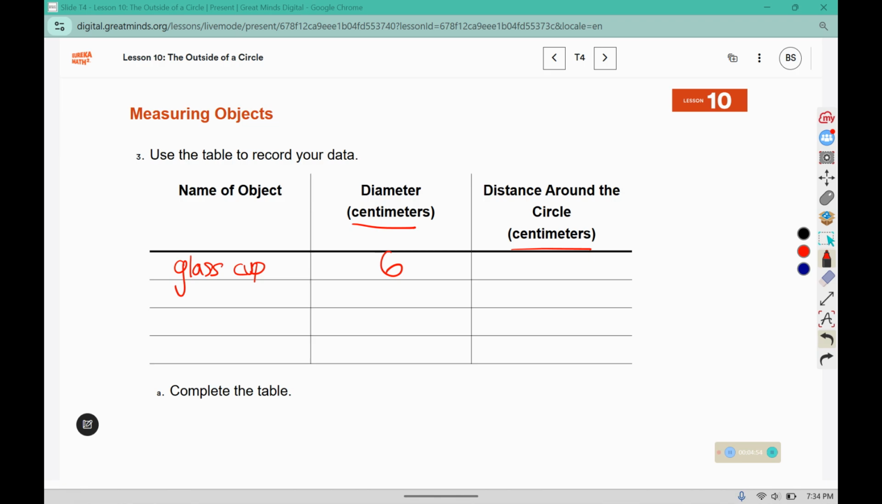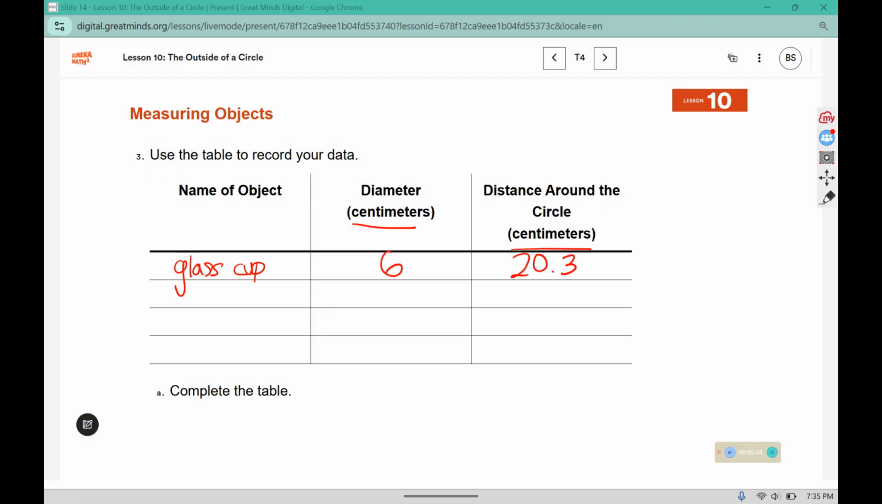And then we're measuring around the outside of the cup. Make sure you measure in centimeters here as well. You wouldn't want to end up with the diameter in centimeters and then mix it up with the inches. So make sure you have both of them measured in centimeters. And mine's measuring at about 20.3 centimeters.